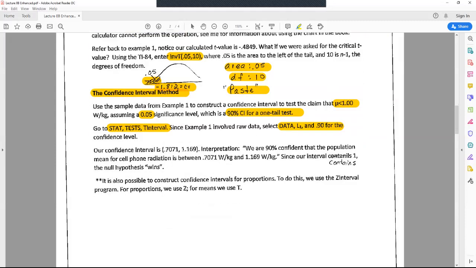And once you run it, they give you this interval. What does that mean? It means that we are 90% confident that the population mean for cell phone radiation is between 0.7071 units and 1.169 units. Since our interval contains 1, which is what the null hypothesis claims, since the 1 has been captured in the interval, then we will fail to reject the null. You might think of it as the null wins the argument.